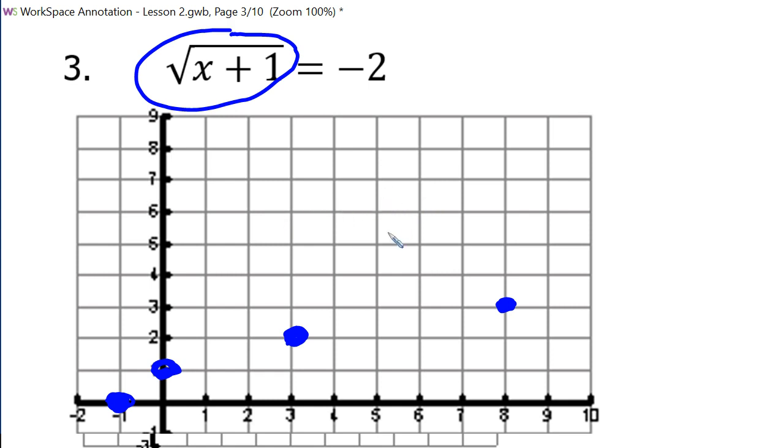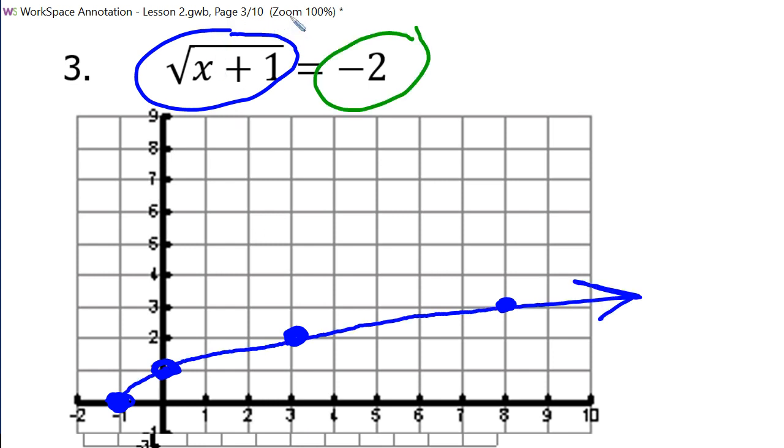And when you graph the right side, it's going to be a horizontal line. So what number do I draw my horizontal line through? -2. Now when we're solving these, what is it we're looking for? Where they intersect. So where does that blue curve intersect that green horizontal line? Nowhere, so the solution would be no solution.